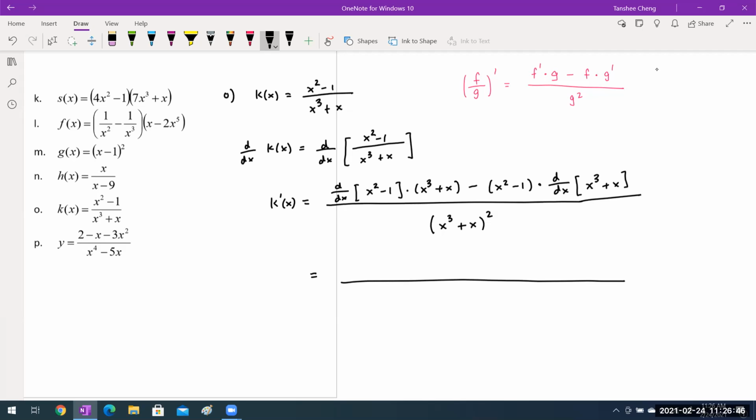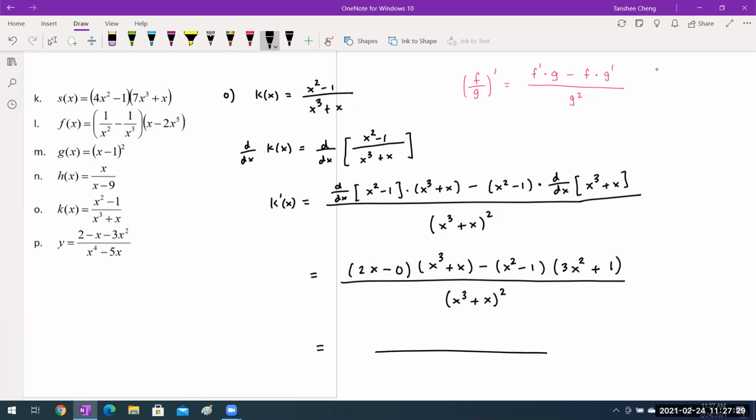So when I take the derivative of x squared minus 1, this will give us 2x, bring down the exponent and minus 1 from the exponent, minus the derivative of a constant, which is 0, times the denominator, minus x squared minus 1 times the derivative of the denominator, which is the derivative of x to the third, that will be 3x squared, plus the derivative of x, which is 1, and then all over x to the third plus x, squared. You can simplify a little bit if you want to, but I will not try to multiply it out on the second factor.